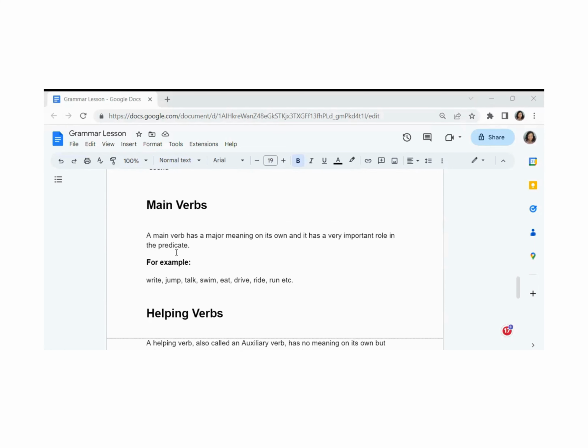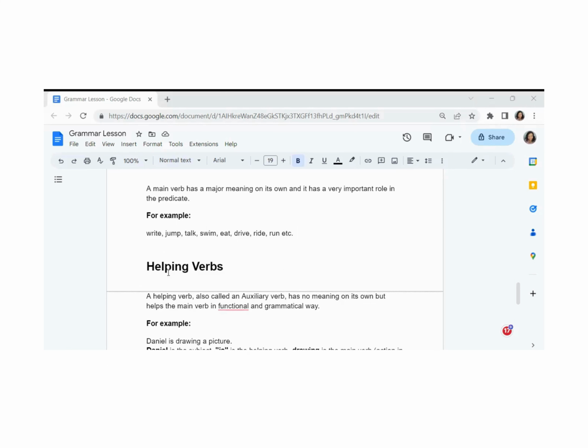Main verbs. A main verb has a major meaning on its own, and it has a very important role in the predicate. For example, write, jump, talk, swim, eat, drive, ride, run, etc.